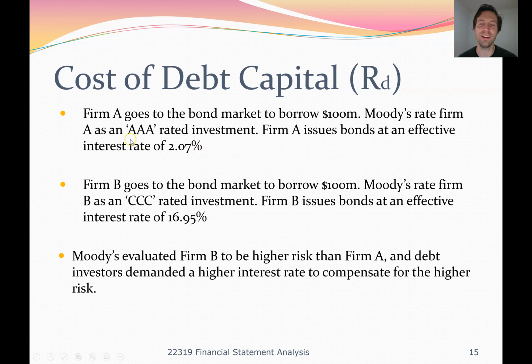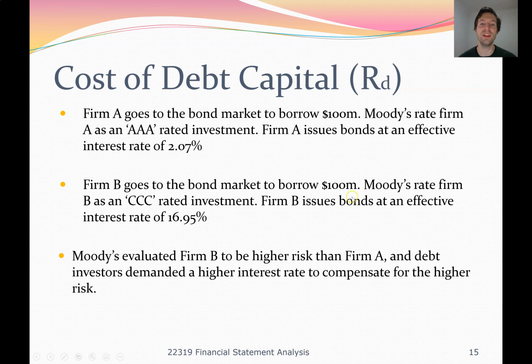So the highest rating is AAA. So firm A has a AAA rating. They could borrow money at the moment at about 2.07% in the bond market. Another firm, firm B, they're the risky one. Moody's give them a CCC rating, which is a really low rating. And the current interest rate for a CCC rated investment is about 16.95% on average.